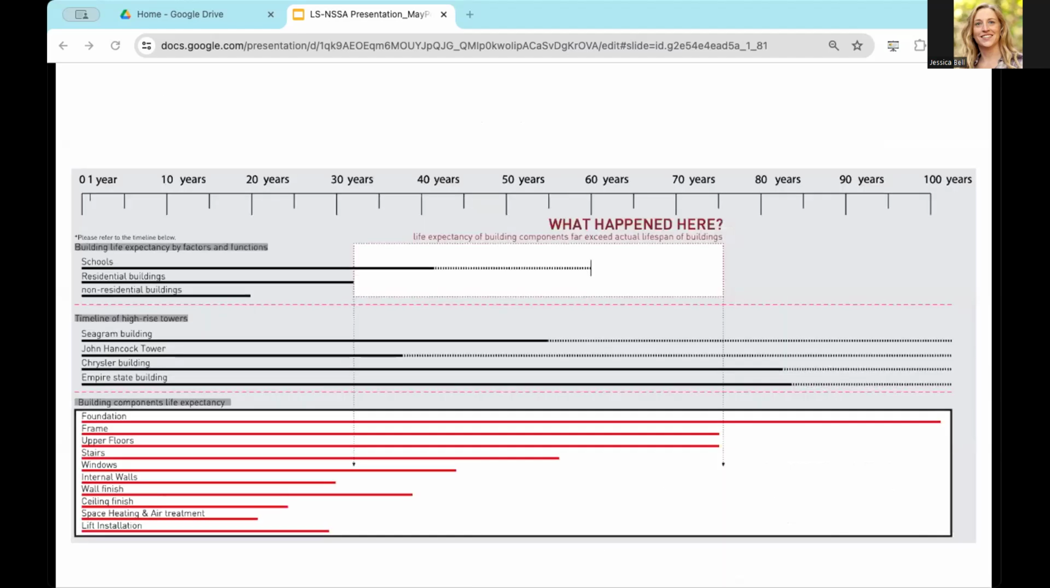Now, if you look at this diagram, you also notice that building components far exceed the actual lifespan of buildings. Schools in the 80s don't look the same as schools nowadays. The way we are educating children changes over time. Hospital waiting areas also look different. Residential styles also change over time.